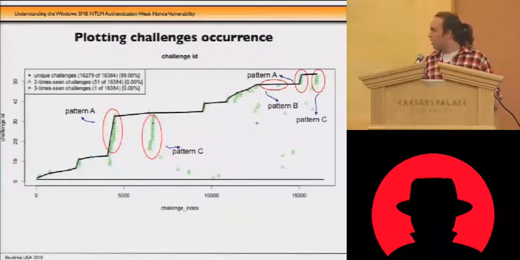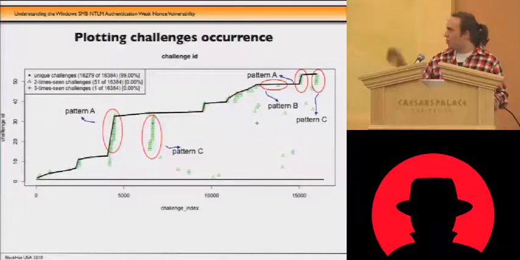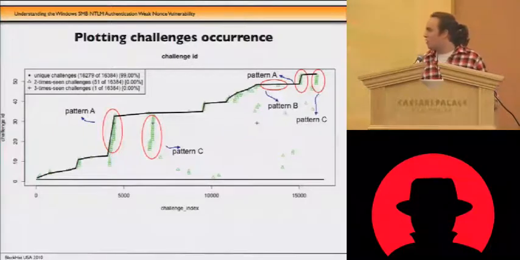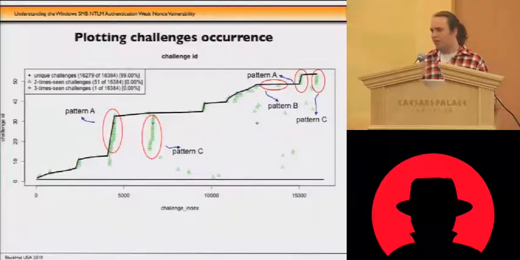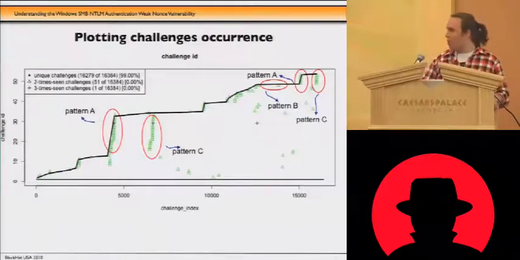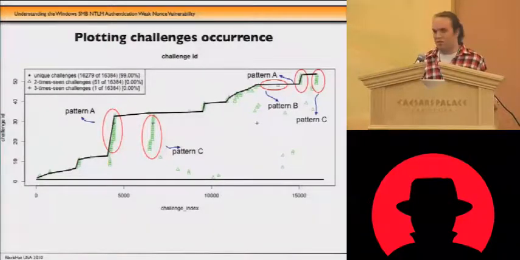And we can also see a pattern C, which is found below the curve of IDs, which mimics a pattern A, and that means that within a short time frame, a lot of duplicate challenges were issued in the same way as a pattern A. So for us, this is enough information to carry out some attacks.